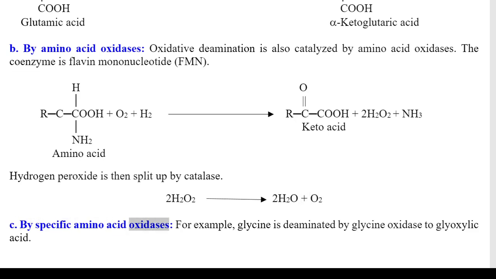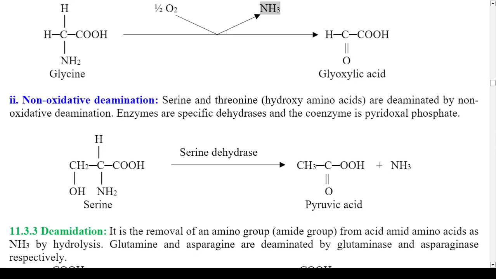C. Specific amino acid oxidases, for example, glycine is deaminated by glycine oxidase to glyoxylic acid, with H2O2 and NH3 released.